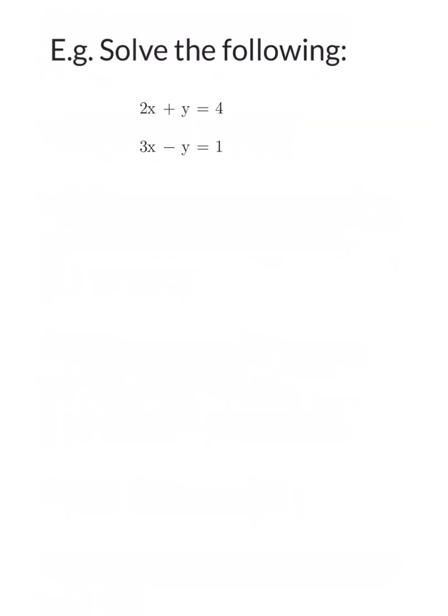So, example 1. Solve 2x plus y equals 4, 3x minus y equals 1. Now, a reminder from our previous video that there is only one set of solutions that works for x and y and works for both equations. So let's have a look at this.